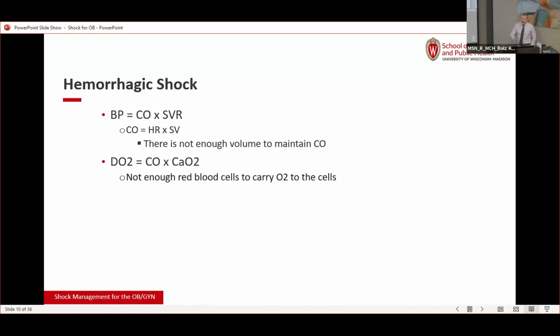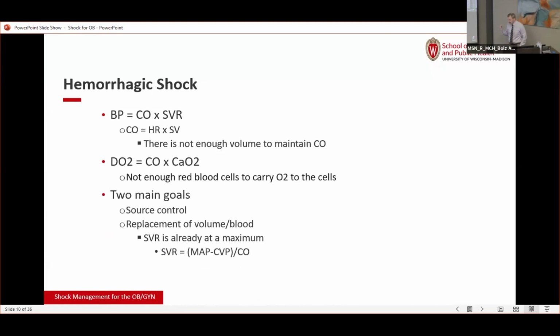And so looking at the framework, pump, pipes, or volume, what's the problem here? The problem is we don't have enough volume, right? And so what we need to do is replace that volume. So in a hemorrhage, there's two main goals. One is stop the bleeding, okay? Because if you don't stop the bleeding, it's never going to get better, right? And then the other thing is we need to replace that volume.